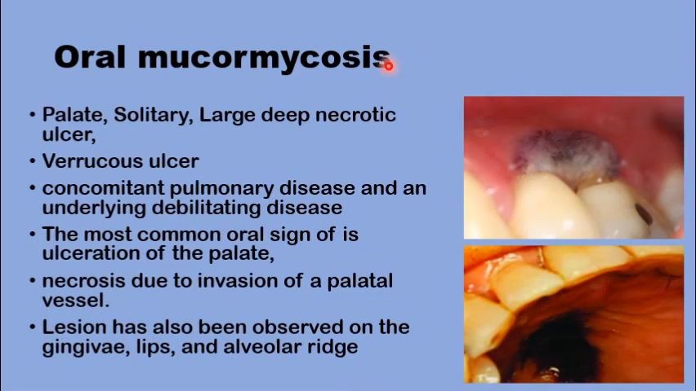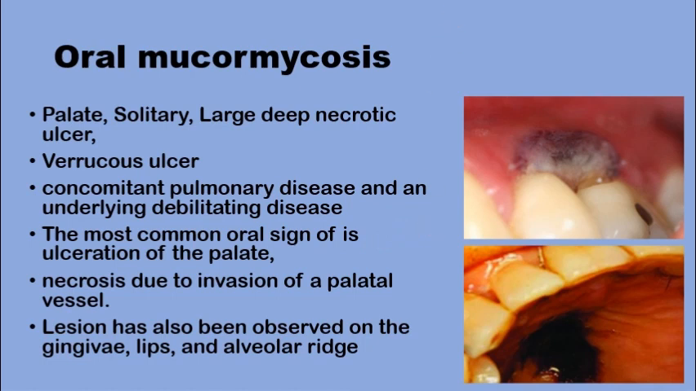The third type of deep fungal infection is the oral mucormycosis ulcers. These would usually affect the palate. They are solitary, large, and deep necrotic ulcers due to invasion of the palatal vessels. They start like a verrucous ulcer, but they have a necrotic appearance as well because of the ischemia induced by the vessel invasion. It's usually concomitant with a pulmonary disease and has an underlying debilitating disorder like diabetes or immunocompromised subjects.